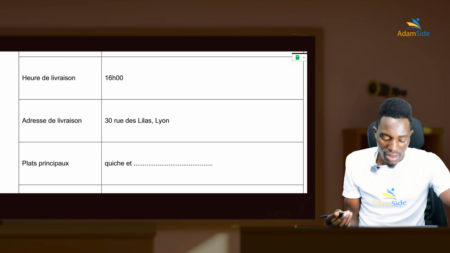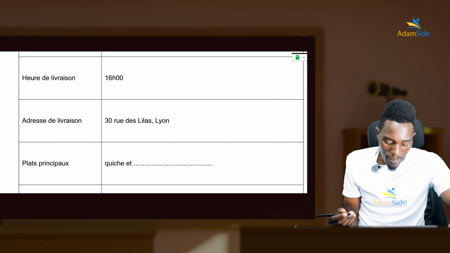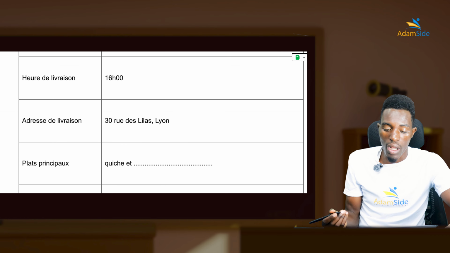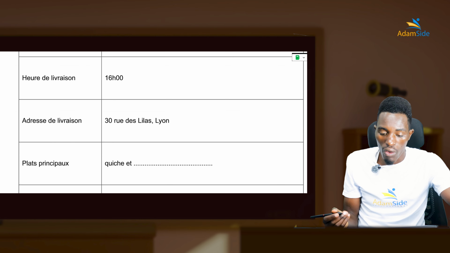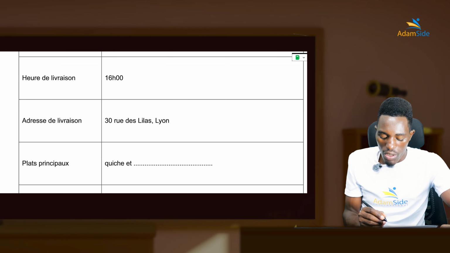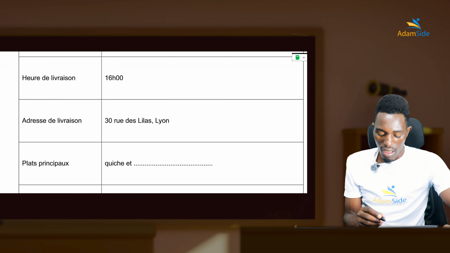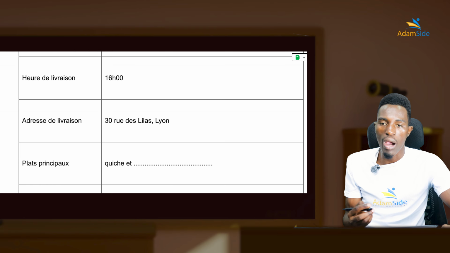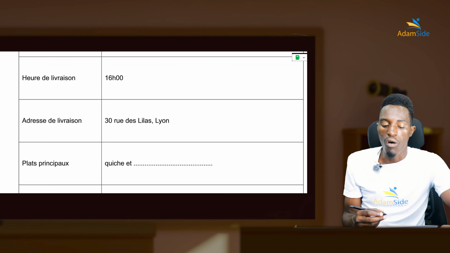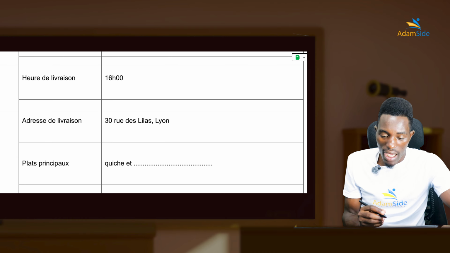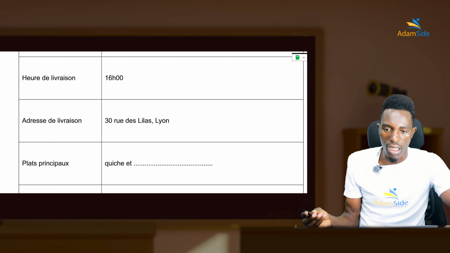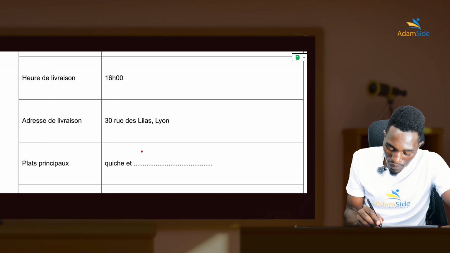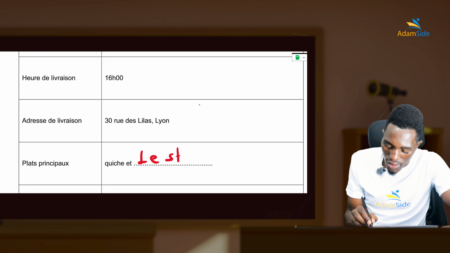Heure de livraison is time. Adresse de livraison is the address. Then the plan principal, the main dish: the food, what you are ordering. Maybe for my birthday I want to order something. They started with quiche, so you have to add other food vocabulary. Le plan principal: here, maybe I order le steak. So I can write here le steak.